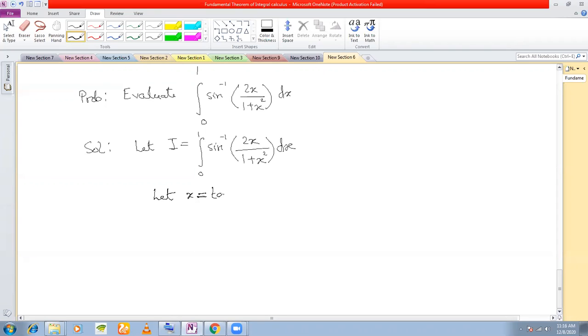Let x is equal to tan theta. Because why tan theta? Because sine 2 theta is equal to 2 tan theta by 1 plus tan square theta. That is why. So when we put x is equal to tan theta, the limits also change. For the lower limit, x is equal to 0, what happens? 0 is equal to tan theta.